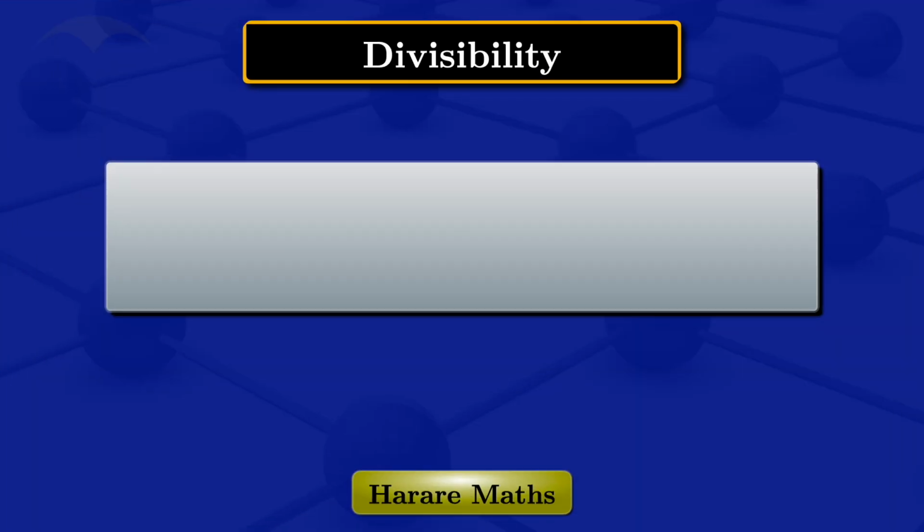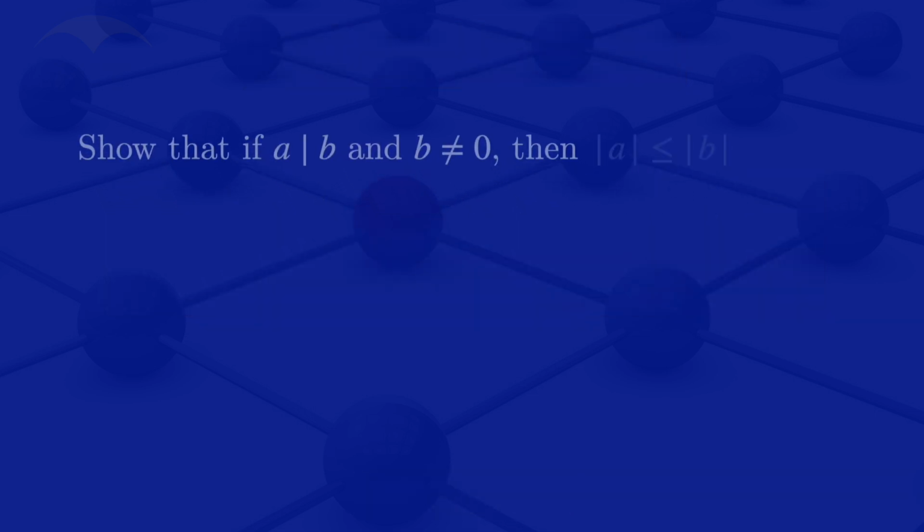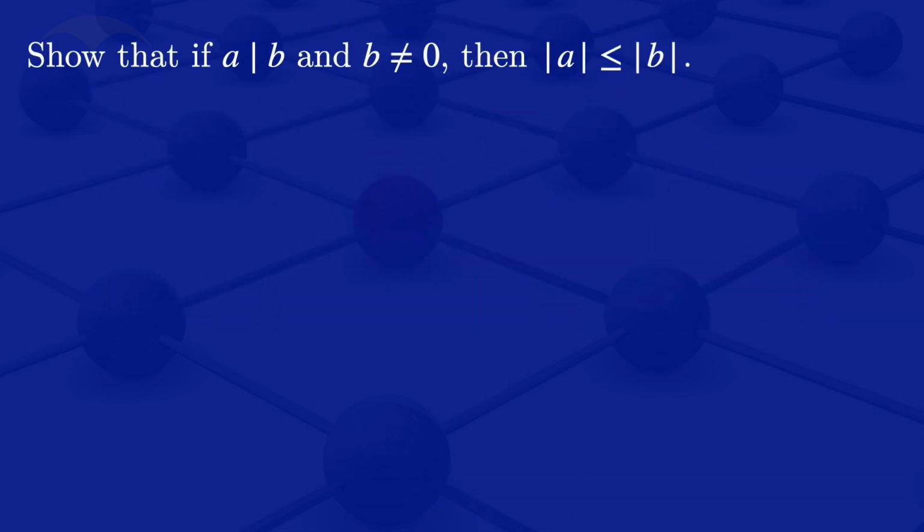In this video, I'm going to show that if A divides B and B is not equal to 0, then the absolute value of A is less than or equal to the absolute value of B. So to show that, I'll use the definition of divisibility.